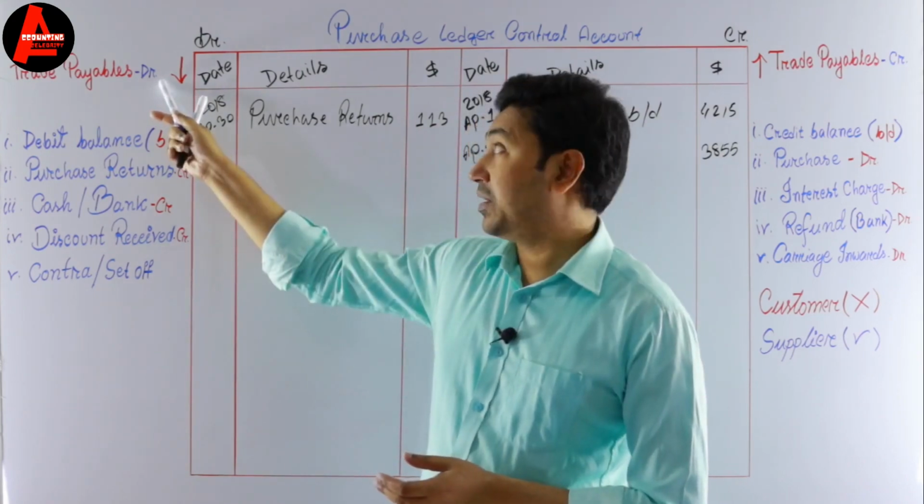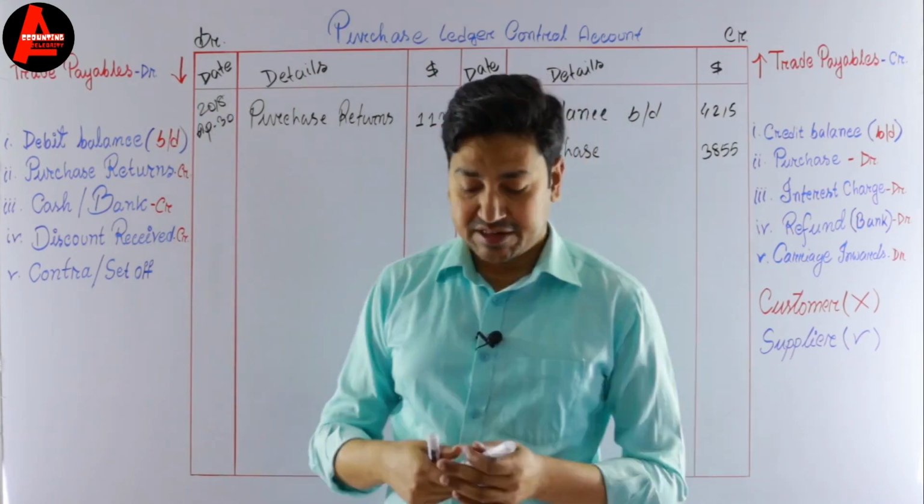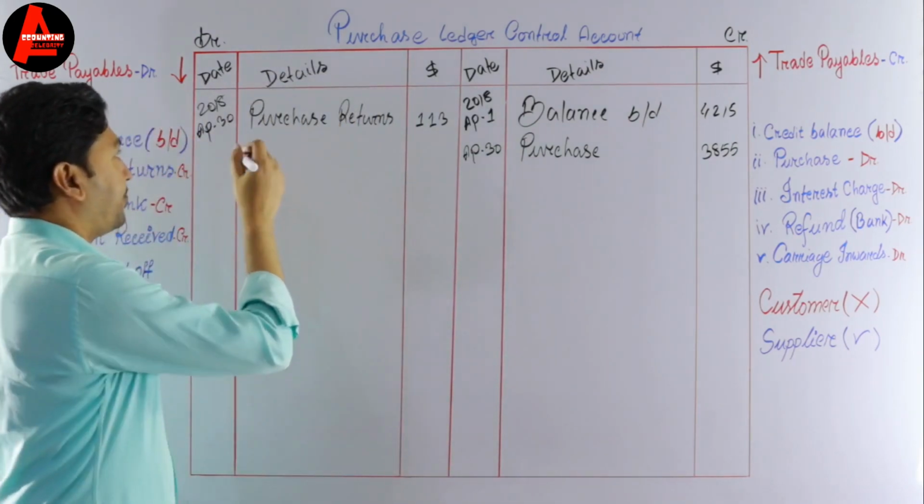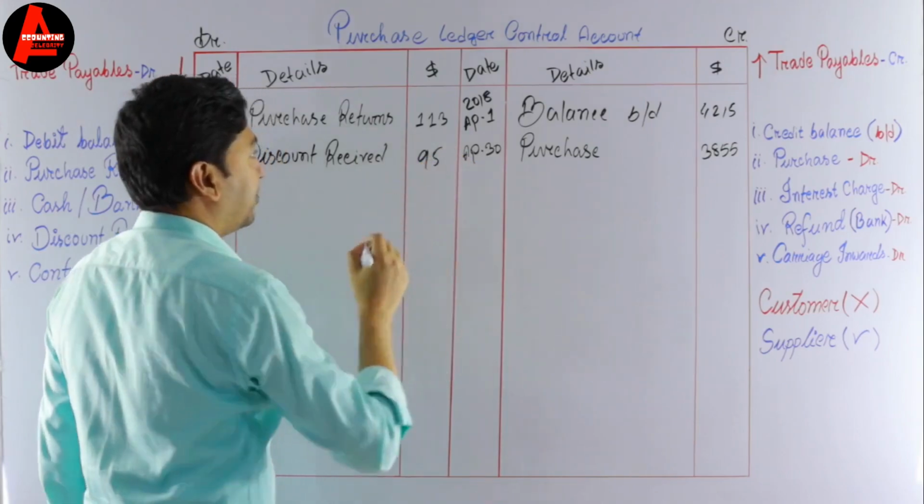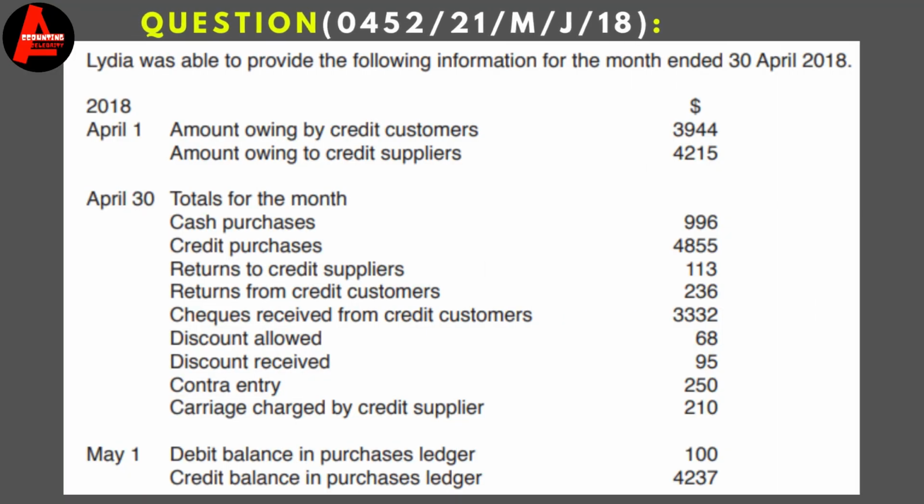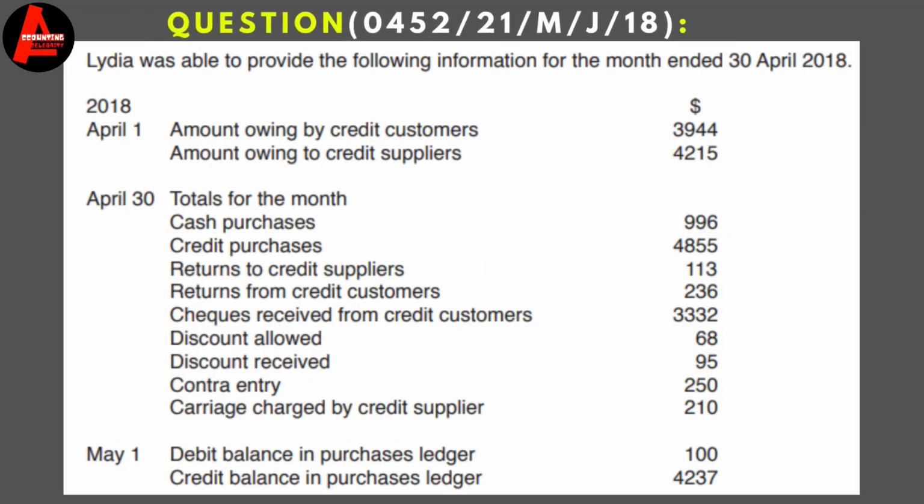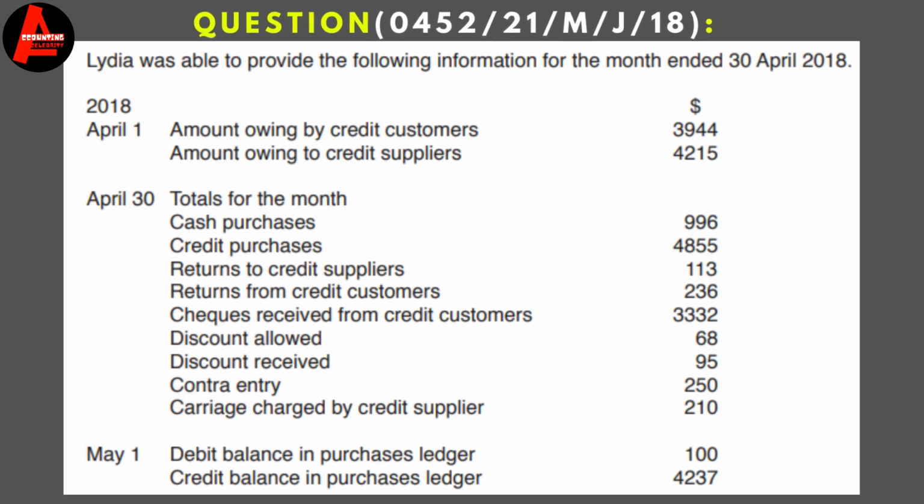So trade payables are debited, so we record in the debit side. So let us write discount receipt, $95. Okay, next one is here, contra entry, which is $250.